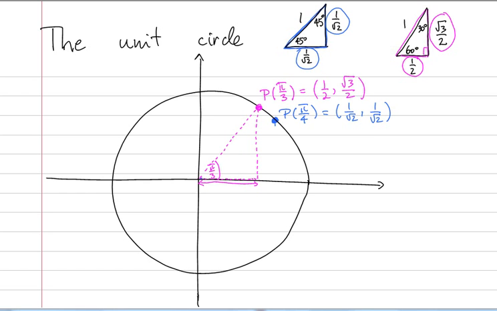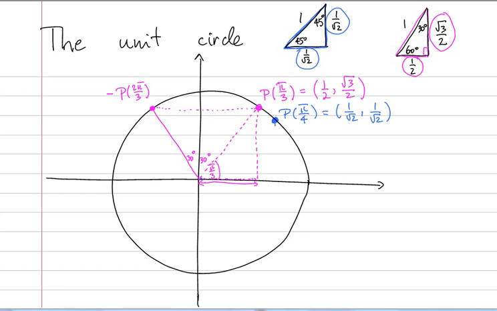Okay, so starting from these two points, we can find anything that's of interest to us in this course. For example, if you mirror the point pi over 3 in the x-axis, you're getting an angle of 120 degrees because you have 30 degrees here and you have 30 degrees here. So this is p of 2 pi over 3. That's 120 degrees.